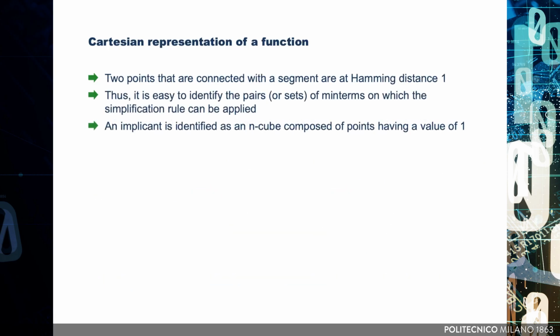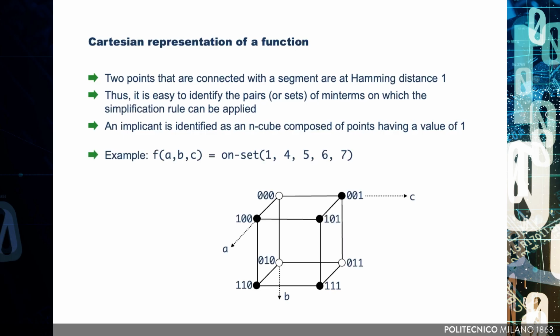An interesting aspect of the Cartesian representation is that every pair of points in the n cube connected by a segment is at a Hamming distance of 1. This makes it easier to identify pairs, or more generally, sets of 2 to the power of n minterms, on which the reduction rule can be applied. Indeed, an implicant is a sub-n cube contained within the function's n cube, consisting only of points where the function value is 1. Let's revisit the example function from earlier, along with its corresponding Cartesian representation.